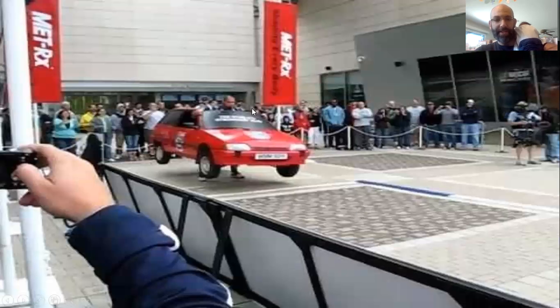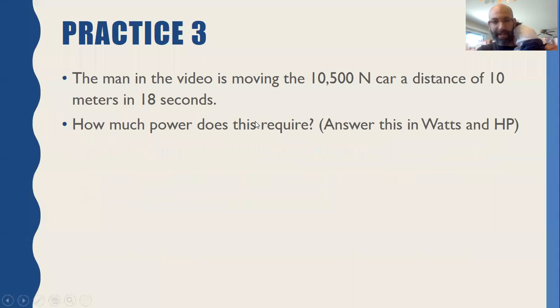This last one has a guy walking with a car, World's Strongest Man contest. So we'll just do this last part. Don't worry about the horsepower part. The man in the video is moving a 10,500 Newton car a distance of 10 meters in 18 seconds. How much power does this require?